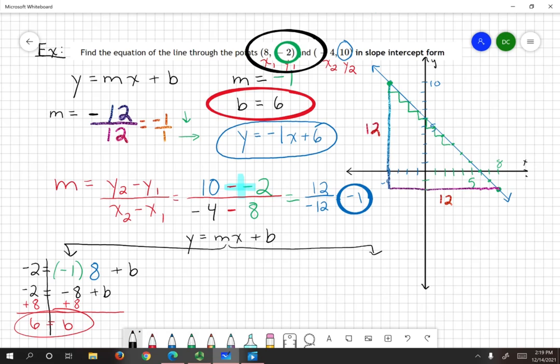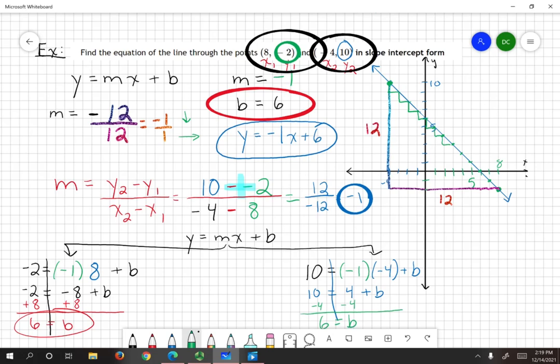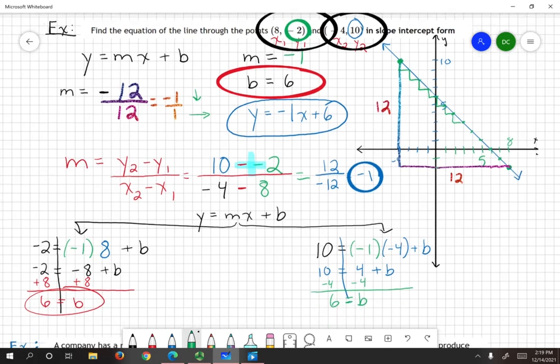Let's do the same thing with the other point, -4, 10. So the y is 10. 10 equals m, which is -1, times x, which is -4, plus b. So I get 10 equals 4 plus b. Subtract 4 from both sides, and guess what happens? 6 equals b. And you can say, oh, Debbie, I already knew that.